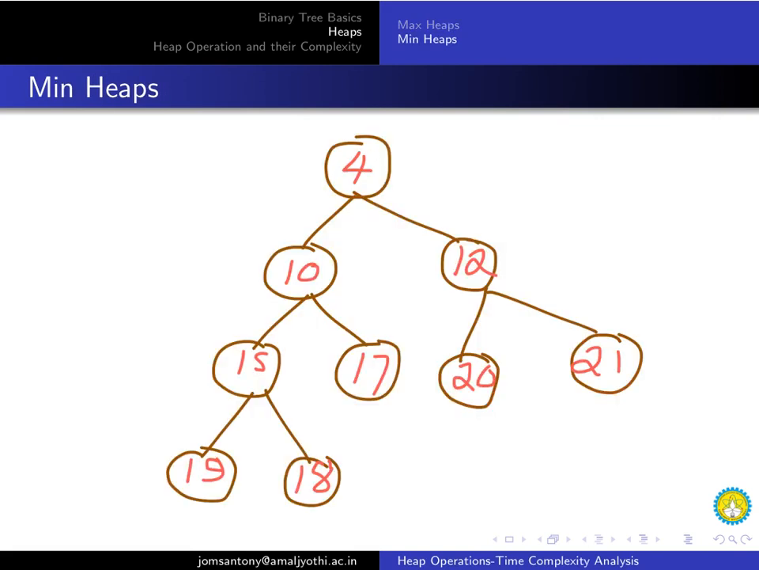Now this is an example of a min heap. Here you can see that the minimum value 4 is at the root and the children of 4 are 10 and 12, which are obviously greater than 4. And this property holds for every subsequent node. So if you take an example, in case of 15, 19 and 18 are its children, which have a value greater than 15.